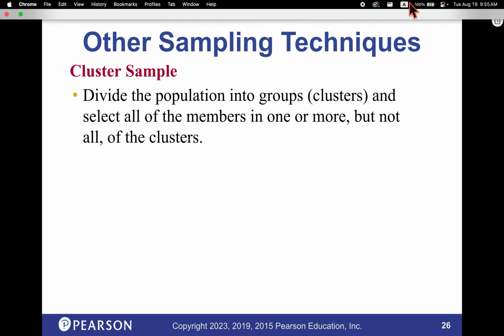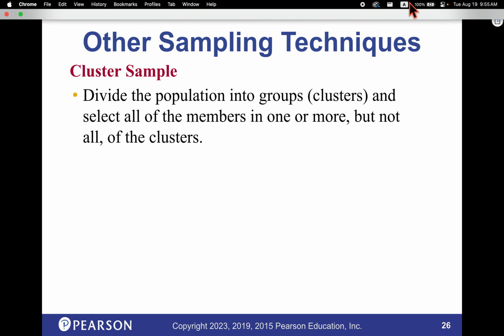Cluster sampling. It's a little different than stratified. What you do is you divide the population into what we call clusters, and then select all the members in one or more, but not all of the clusters. A lot of times this is done by area. So you're studying an area, so you could maybe choose 10 zip codes. You randomly select 4 of the zip codes, and then everybody in that zip code would become part of the study. So there's a randomness to it, but for the clusters, either everyone in the cluster is in the study or they're not in the study.